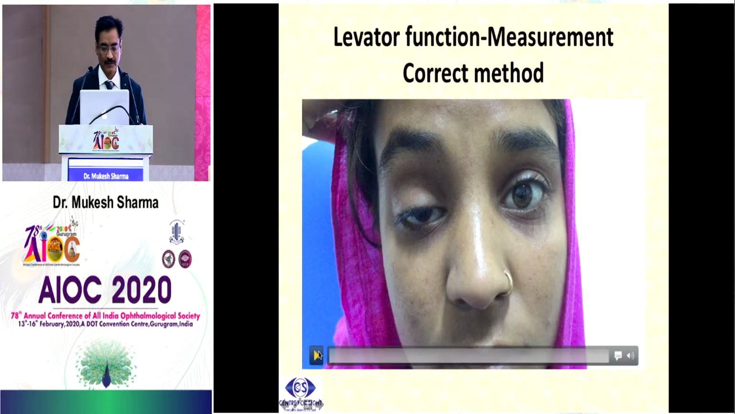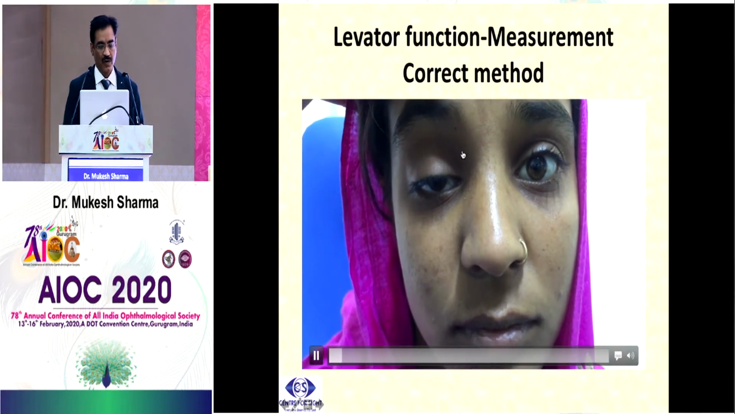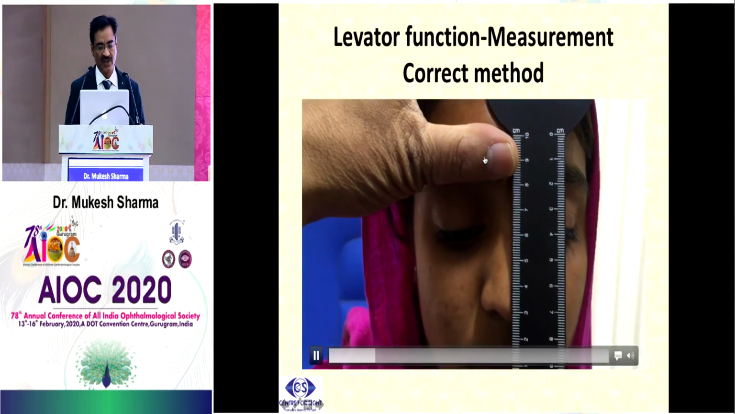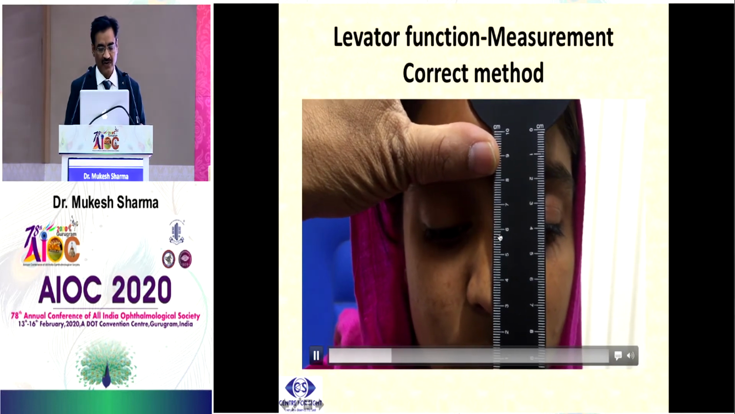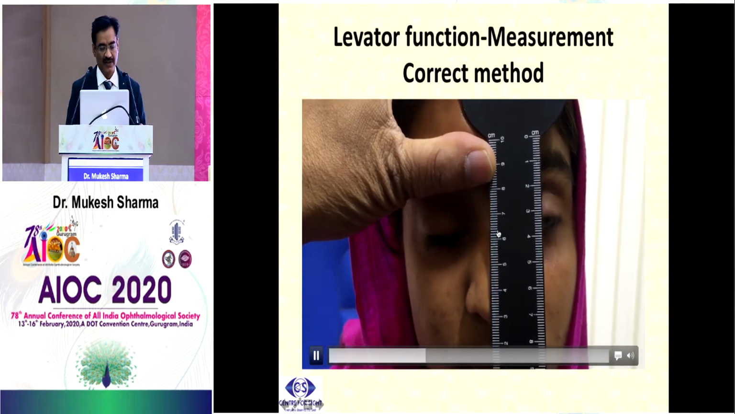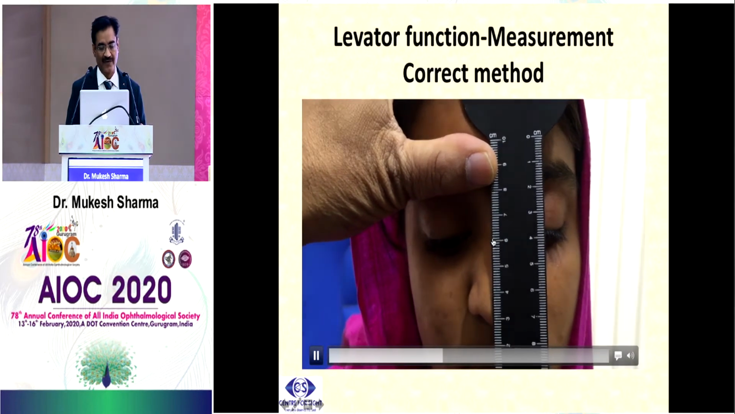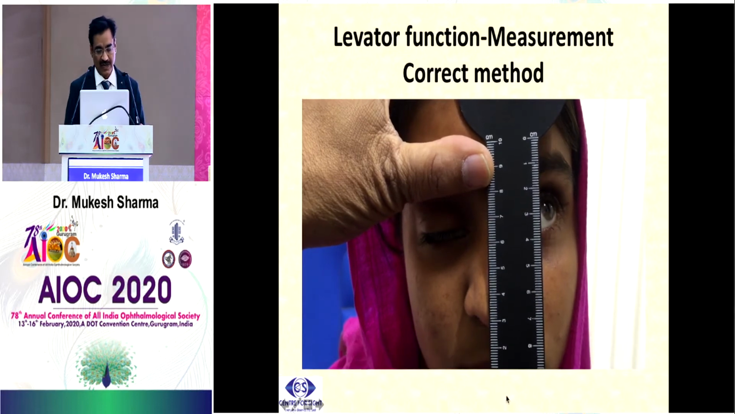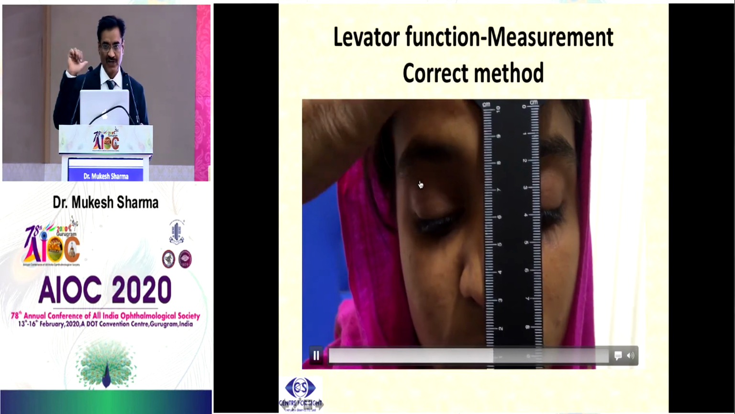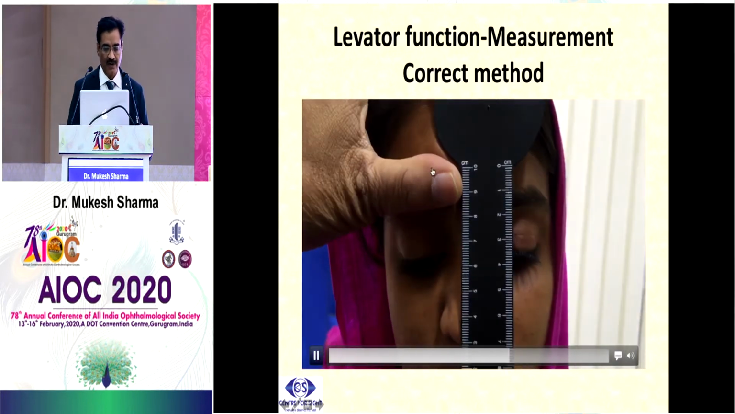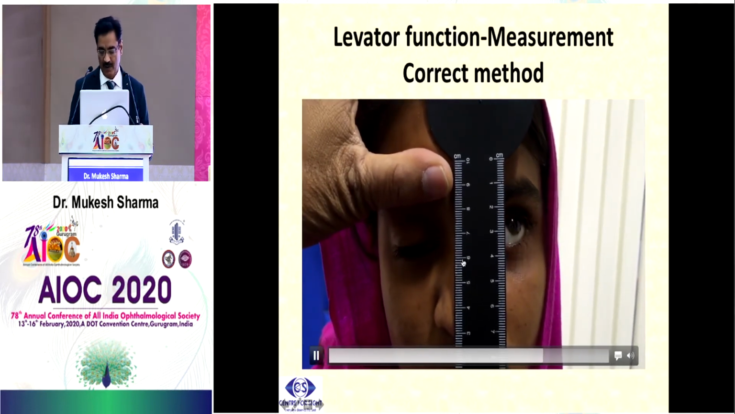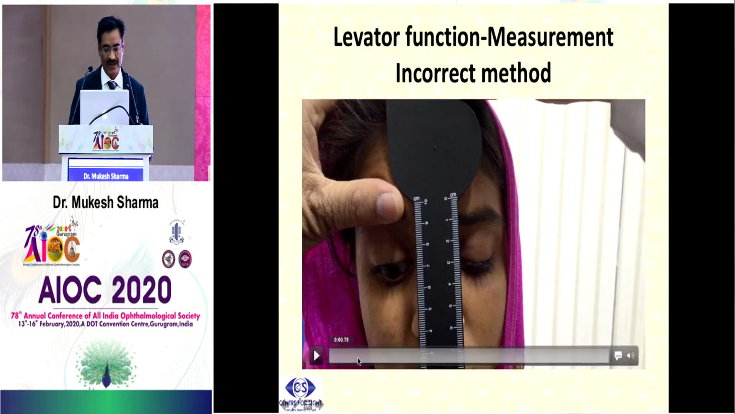How is it measured? You ask the patient to look down, then place your thumb just over the brow, and then place your ruler and ask the patient to look up and just check for lid excursion. In this particular patient, hardly there is any levator function, 2 to 3 millimeter. So this is the correct way of checking it. Now remember, your thumb should be directly opposing the brow. It should not be pulling the brow up, or pushing the brow down, because if you do that, you will get erroneous levator function.